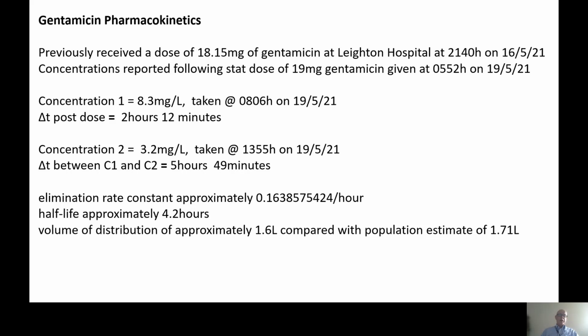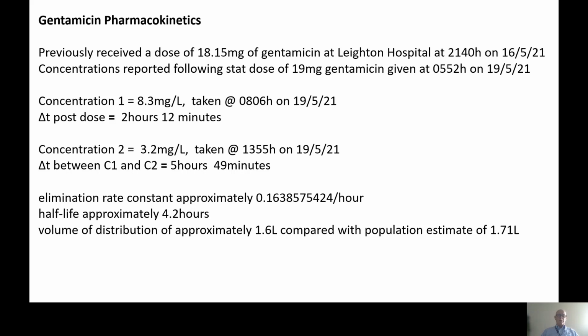And when you do the sums, you get an elimination rate constant of 16%, or 0.16385754424. I would ask you, when you document your elimination rate constants, you document them fully. So never round them up, because colleagues may be using these figures in the future, therefore useful to know precisely what you had. Half-life we document to 1 decimal place, 4.2 hours. And volume of distribution we would approximate to 2 decimal places again.